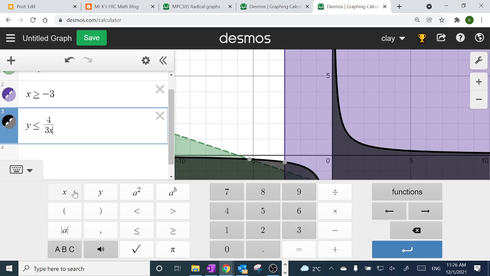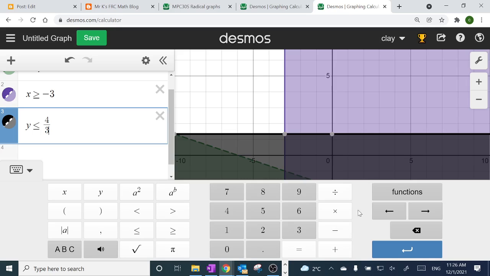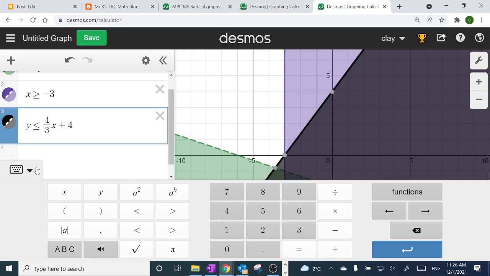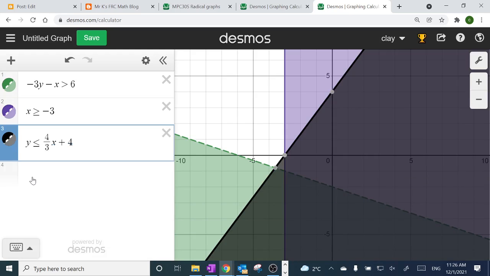And then remember this, when you're doing Desmos, if I start typing, wow, what happened? Oh, it thinks x is in the denominator. I don't want it to think that. So move your cursor over one place, then hit the x. And then from there, what am I doing next? +4. Okay, let's get the keyboard out of the way.